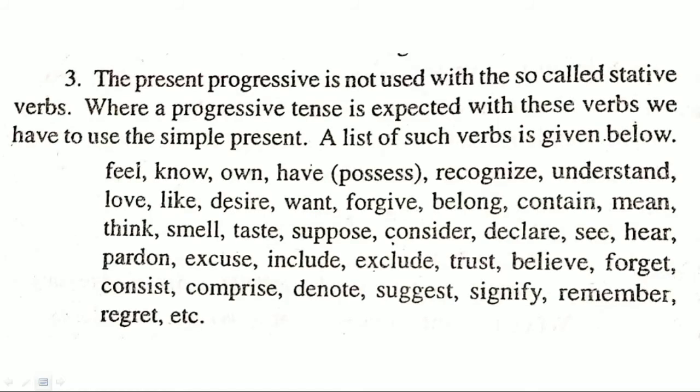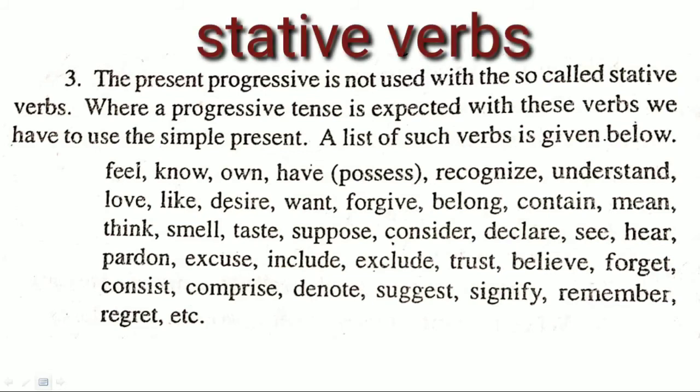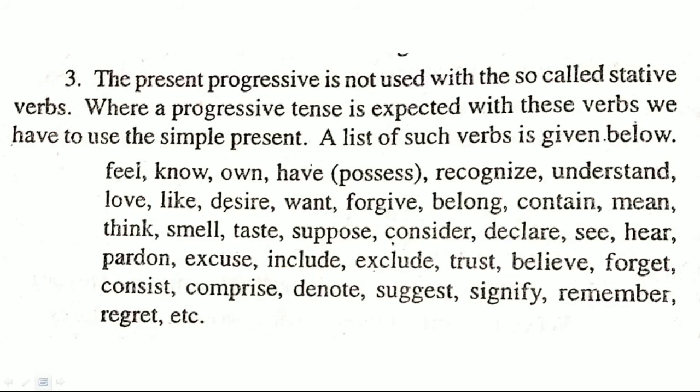Likewise, some verbs in English cannot be expressed in present continuous tense. They are known as stative verbs in English. That means these verbs do not take the ing form in present continuous tense. We can see some of these stative verbs. They are not used in present continuous tense, but we have to use them in simple present tense only. The present progressive is not used with the so-called stative verbs. Where a progressive tense is expected with these verbs, we have to use the simple present tense.